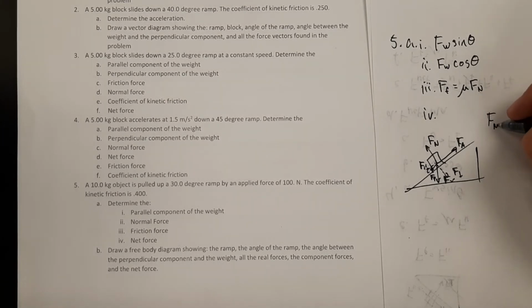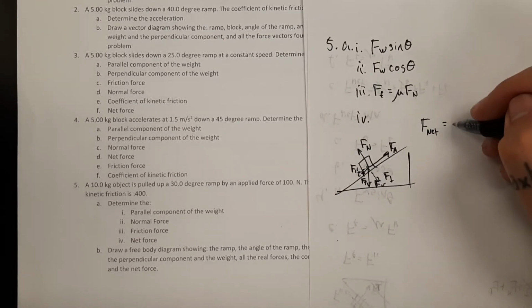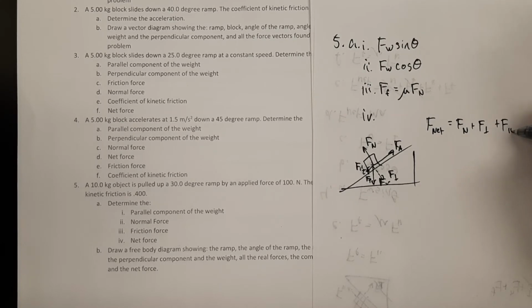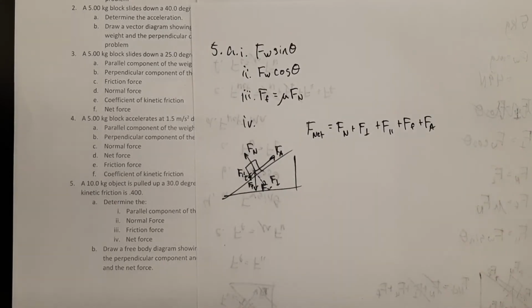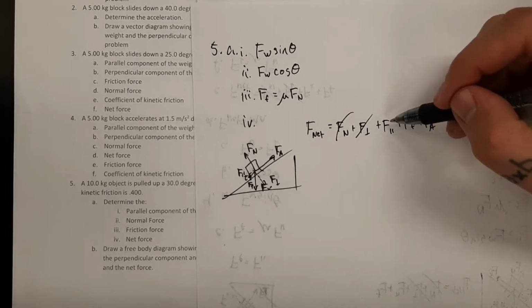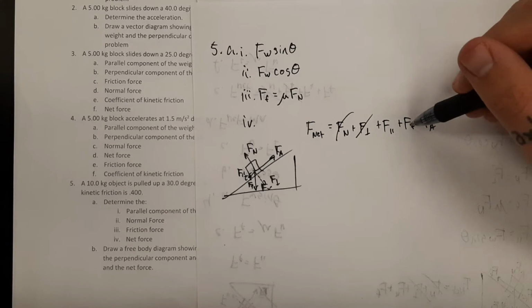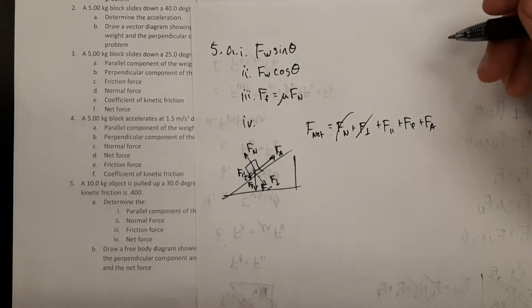Now, when we're looking for our net force, your F net is equal to the sum of all your forces. Fn, F perpendicular, F parallel, FF, and FA. Okay, those are all the forces that are acting on this thing. But before we start plugging in numbers, we need to think about what direction things are going. These two always cancel out, so we don't need to worry about those. But these are not all pointed the same way. FA is pulling up the ramp in the direction of this thing's motion. FF and F parallel are pointed down.